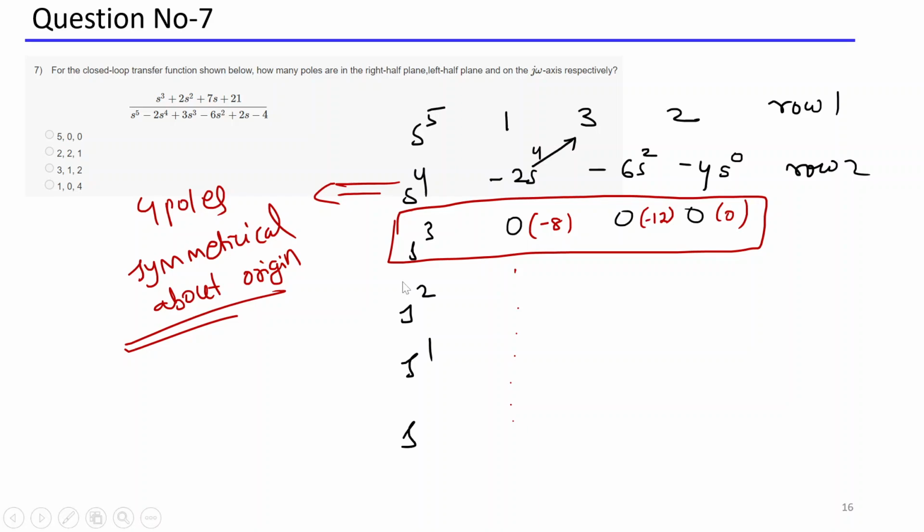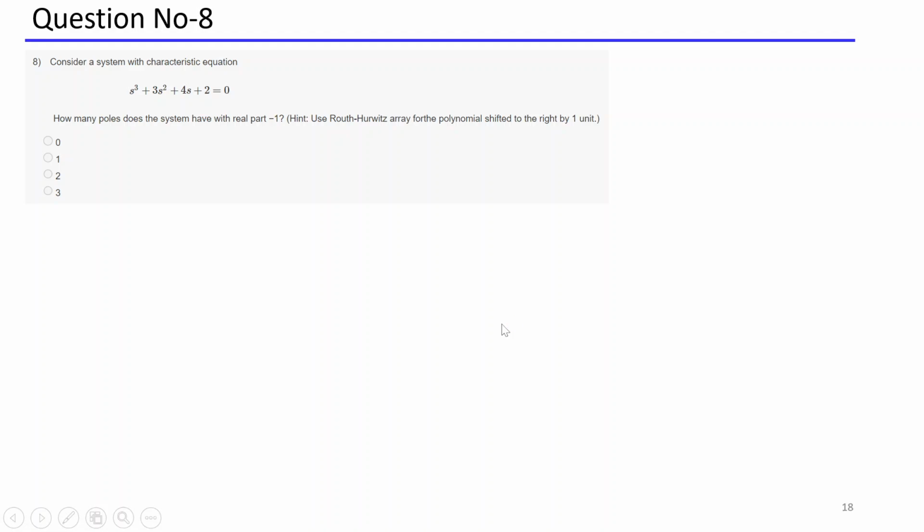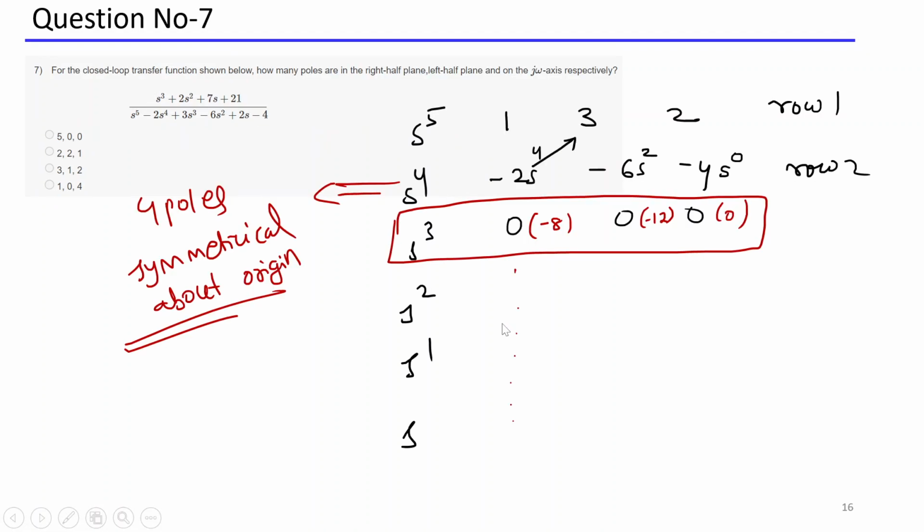Okay, you just try this question by yourself and match with the options. So there is one pole, sir. Okay, tell me what is the answer option. There is one pole on the right hand side, sir. Okay, one pole, which option? This option is matching, sir. Yes. Last answer.